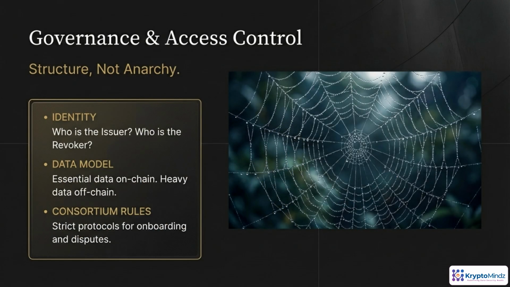When we talk about governance and access control in blockchain networks, we're really talking about structure, not decentralization for its own sake. First, identity. Every permissioned network must define who is allowed to issue, approve, or revoke actions and credentials. Second, the data model. Typically, only essential proofs and state go on-chain, while bulky or sensitive data remains off-chain. Finally, consortium rules define onboarding and offboarding participants, and how disputes are resolved.